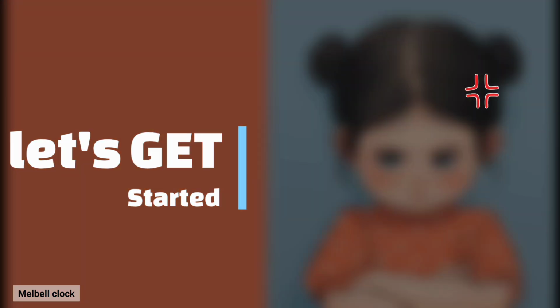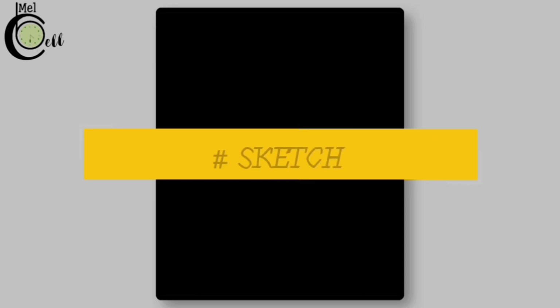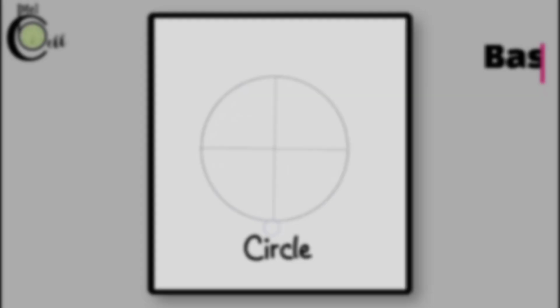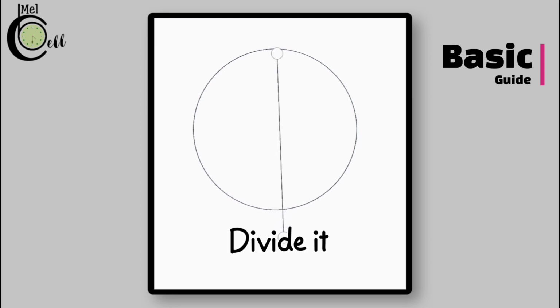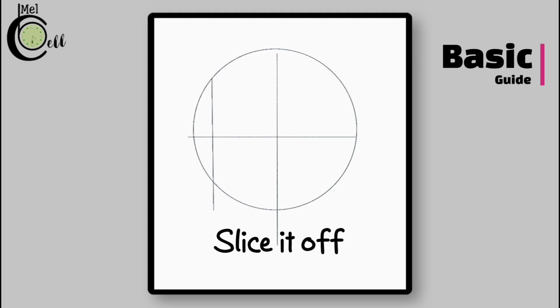Now let's get started. Let's draw the sketch first. Start off with a circle as the head. Divide the circle into 4 parts. Slice off the circle from the sides. And add in the landmark of the chin.